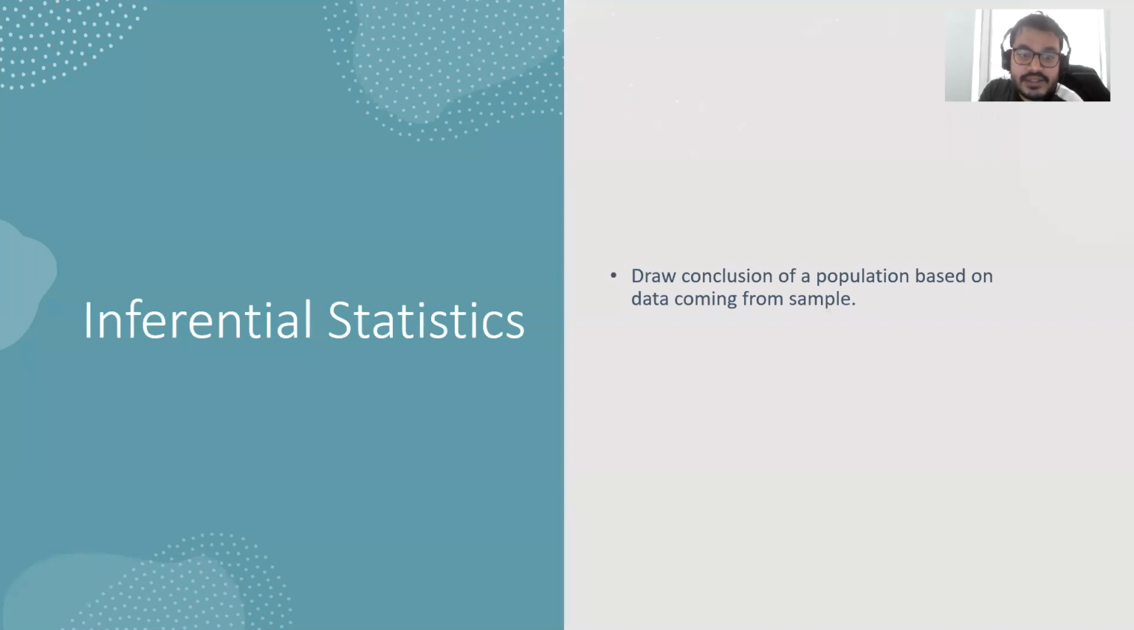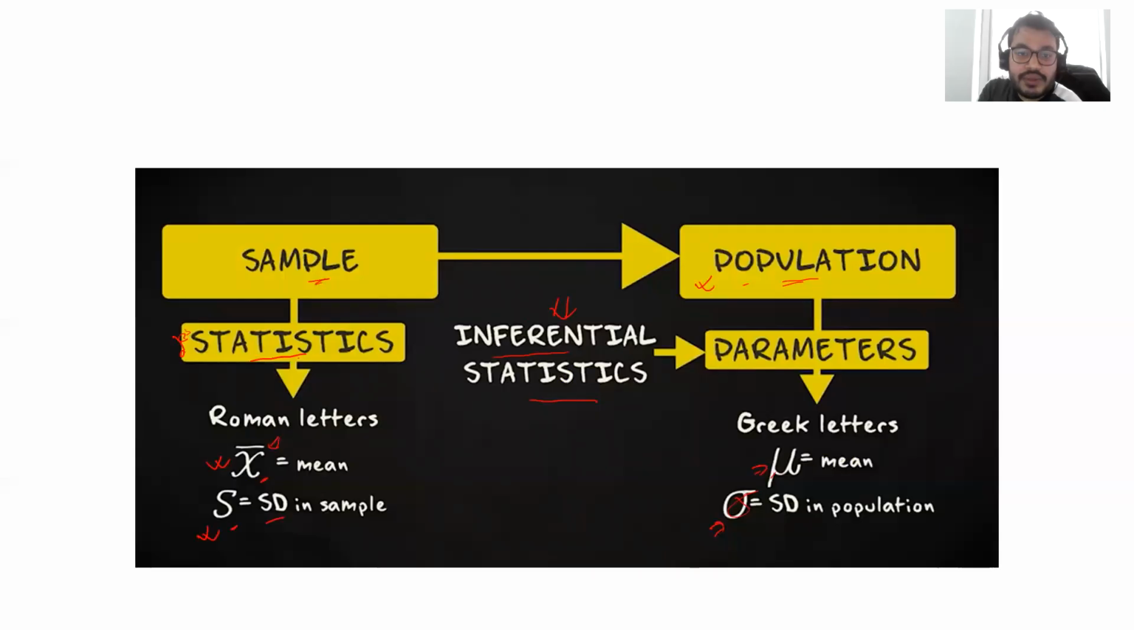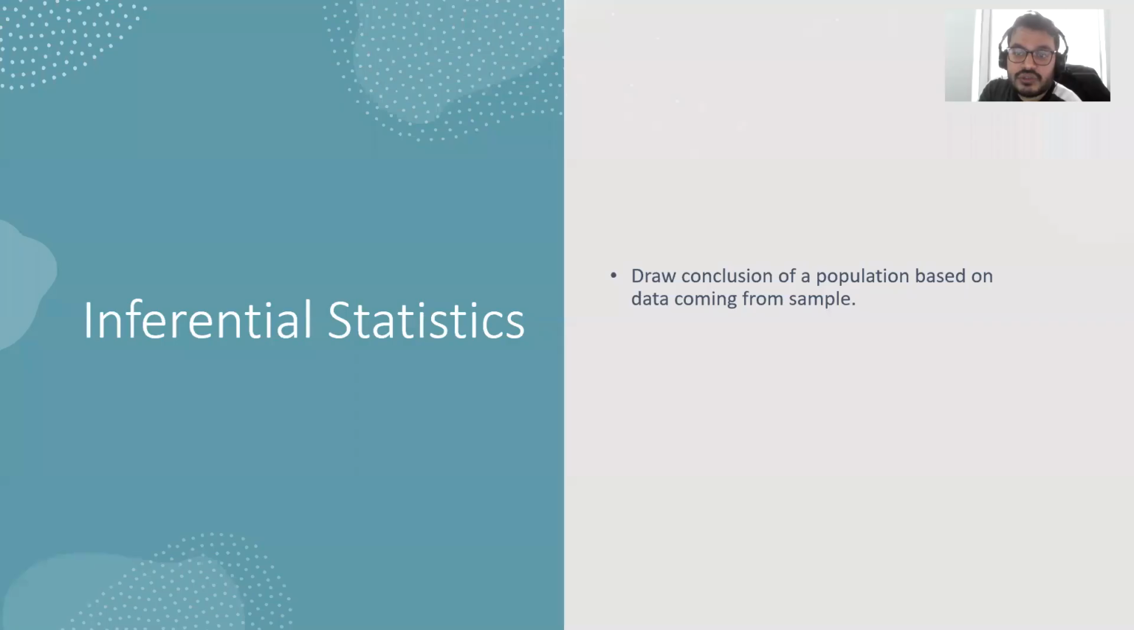As I said, in inferential statistics we draw a conclusion about a population based on data coming from a sample. By looking at sample data and drawing a conclusion on the whole population data set, that is referred to as inferential statistics.